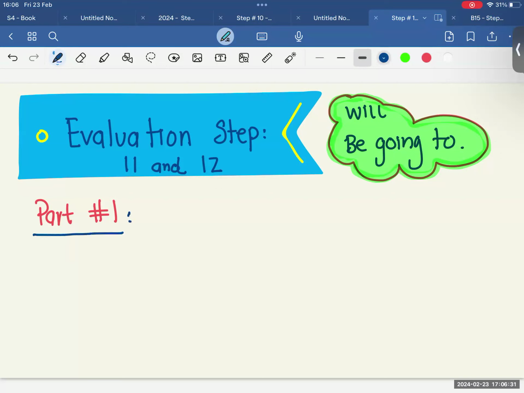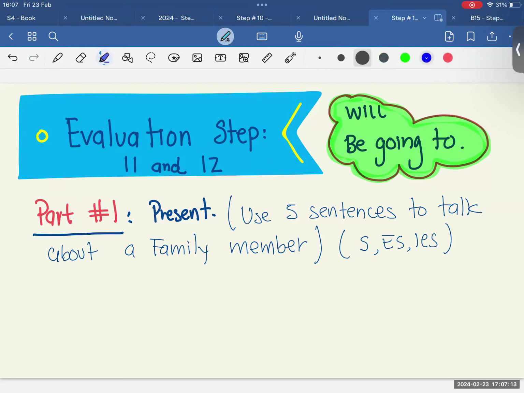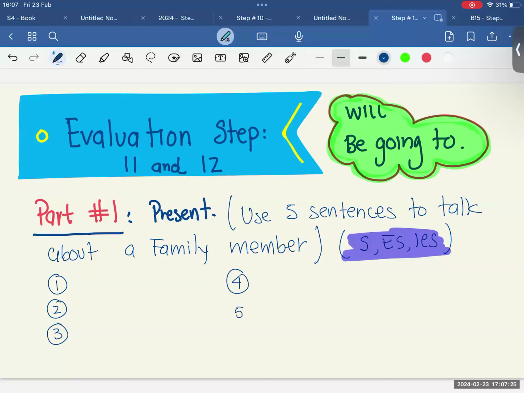Part number one. Present, okay? Use five sentences to talk about a family member. Okay, remember, the objective, guys, is the conjugation of the verb: S, E-S, and I-E-S. Okay. Number one, number two, number three, number four, number five.